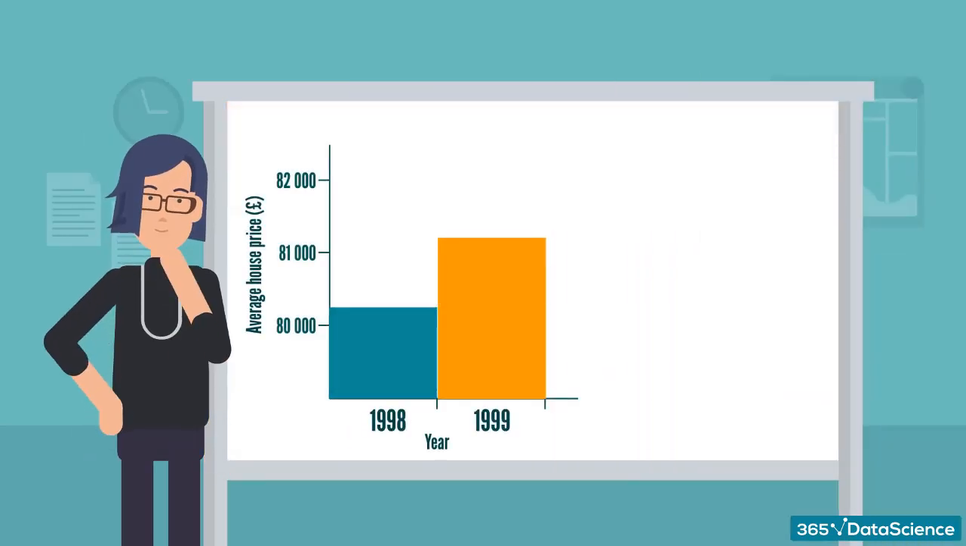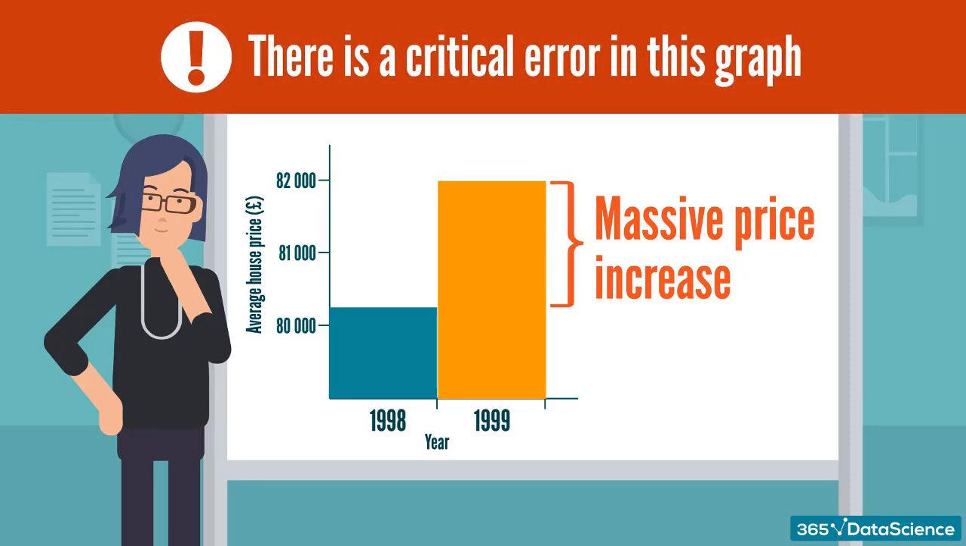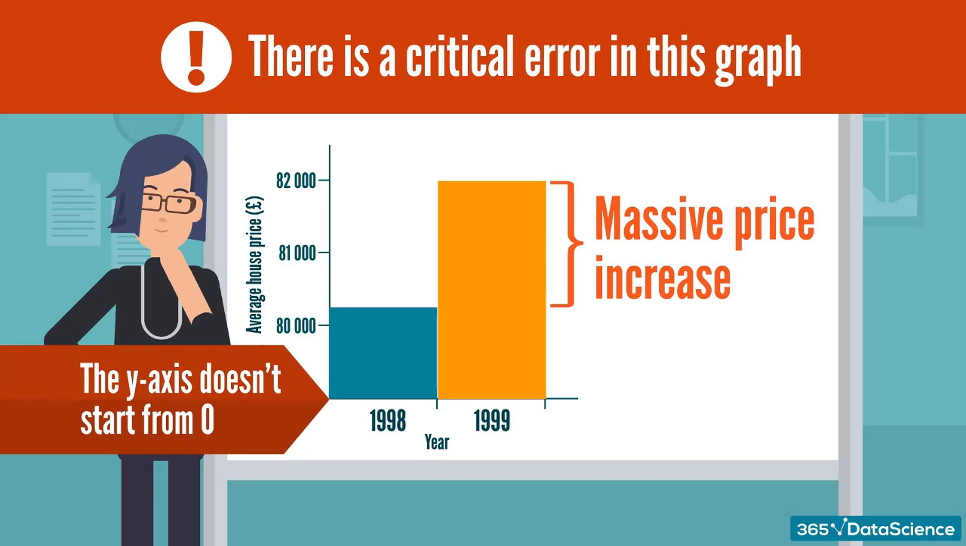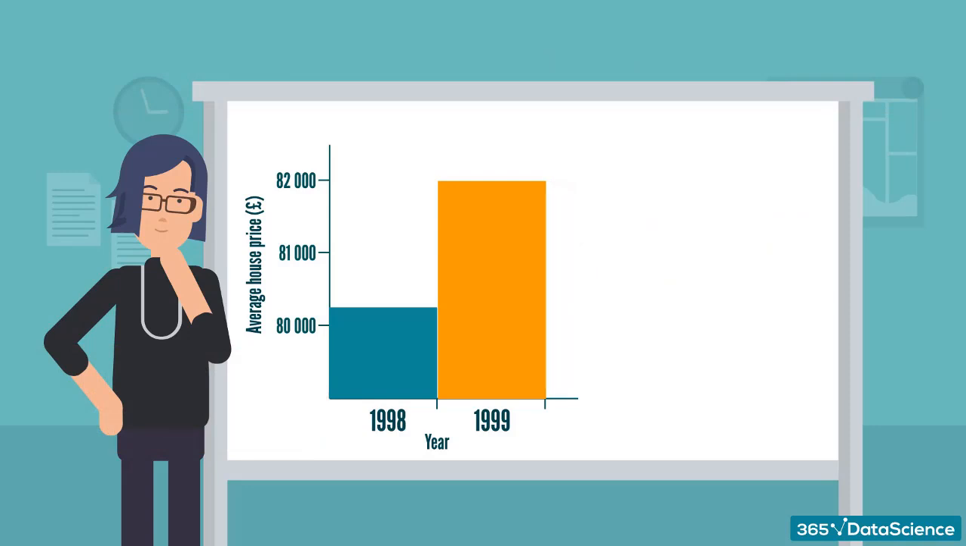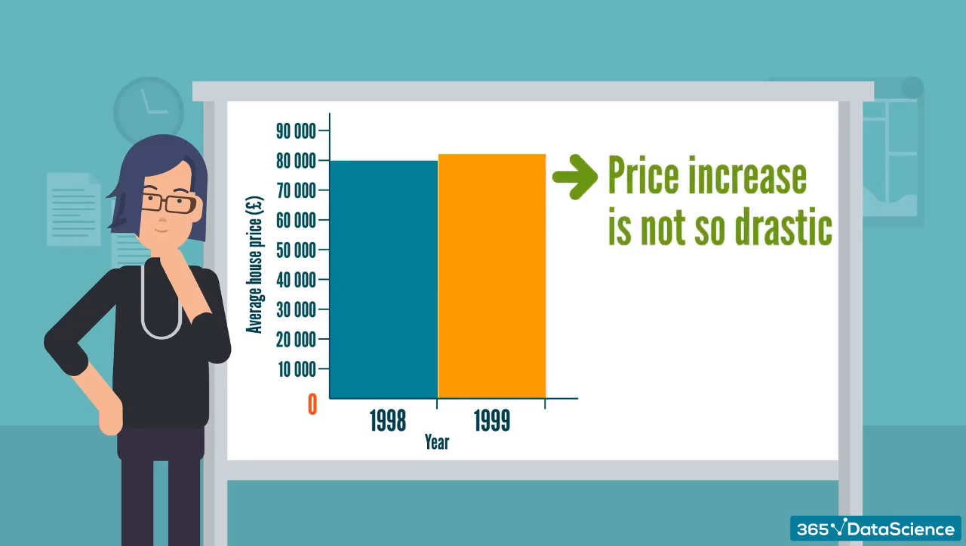Let's look at the following chart depicting the average house prices in pounds for the years 1998 and 1999. Visually, it appears from the year 1998 to 1999 there has been a threefold increase in house prices. However, there is a critical error in this graph. The y-axis doesn't start from the minimum number for price, or 0. If we show the same information, but this time with a scale from 0, it tells quite a different story. There is an increase in house prices. However, it isn't as drastic as the first chart would have us believe.